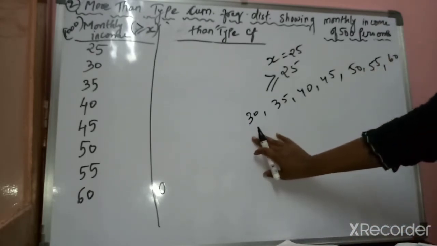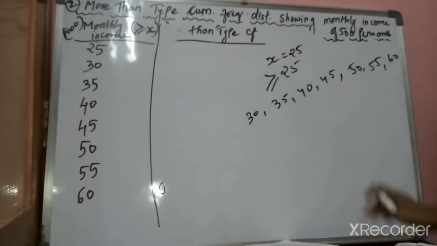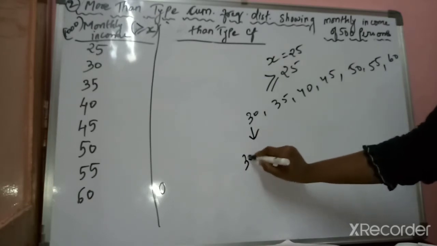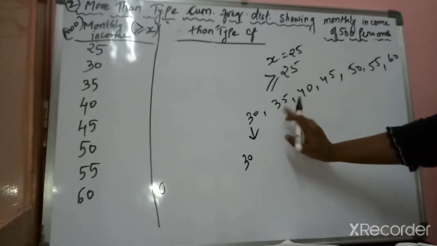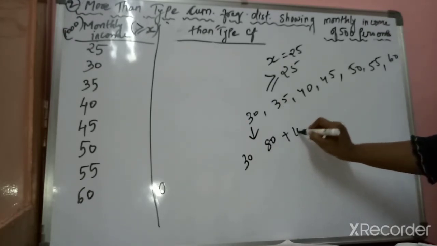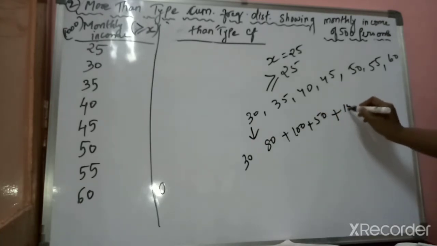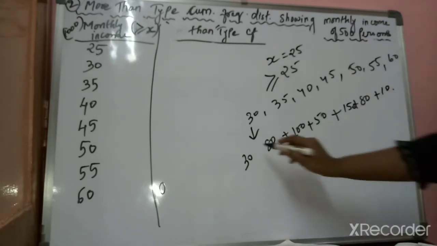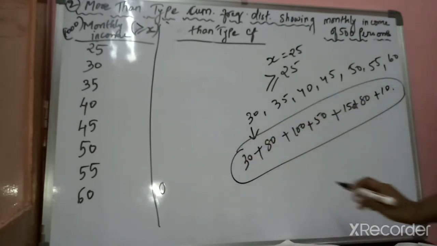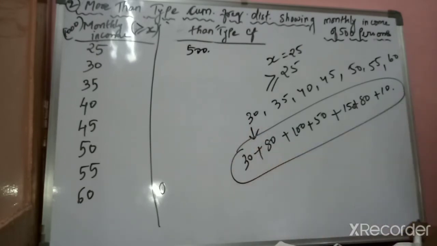See, going like this, from 30, so we are having 30 persons. Okay, 30,000 monthly income, we are having 30 persons. For 35 we are having 80, plus 100 for 40, plus 50 for 45, plus 150, plus 80, plus 10. Clear? So you have to add all these numbers. So after adding this, what is the number? Final answer, it is 500. Clear? Then one by one we have to deduct it.